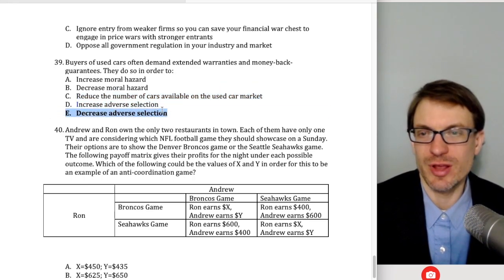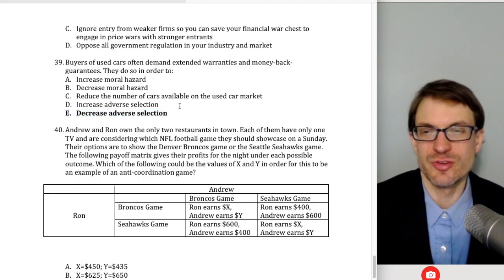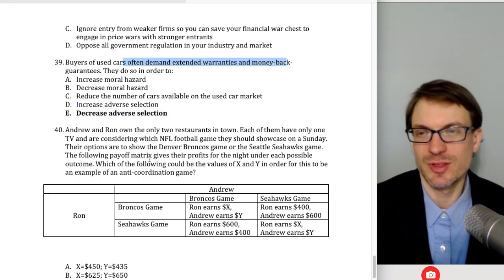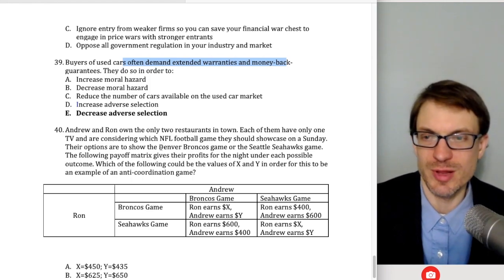Decrease adverse selection, right? Because presumably only the sellers of good cars would be willing to accept the demand for extended warranty or money-back guarantee.